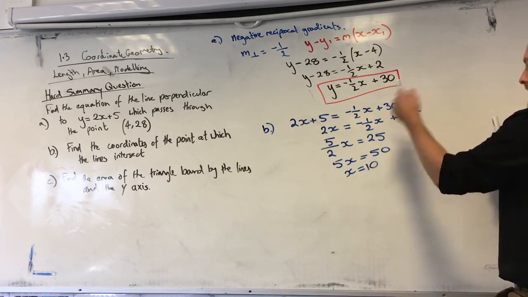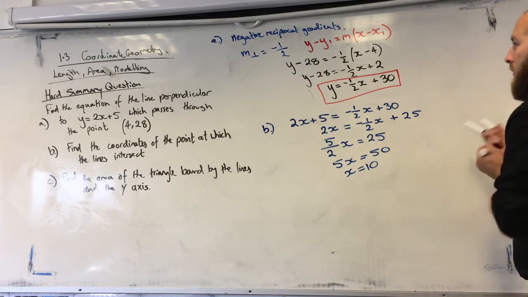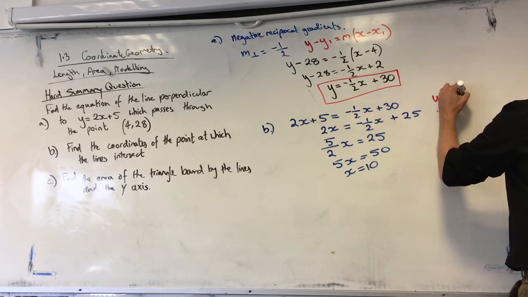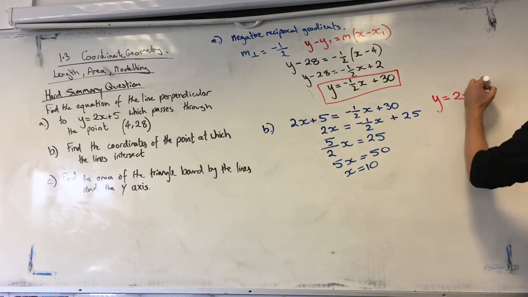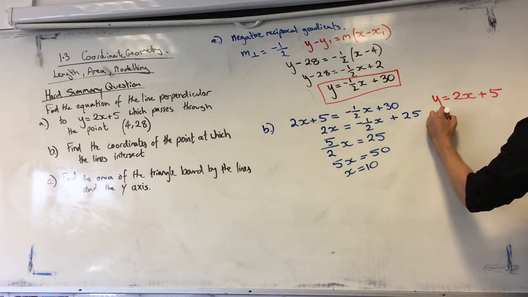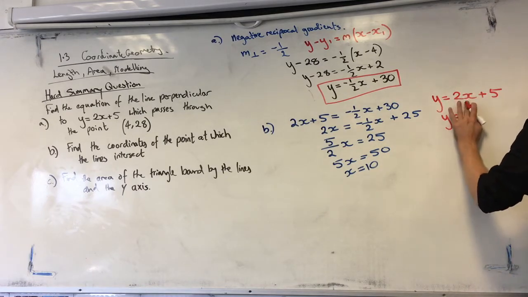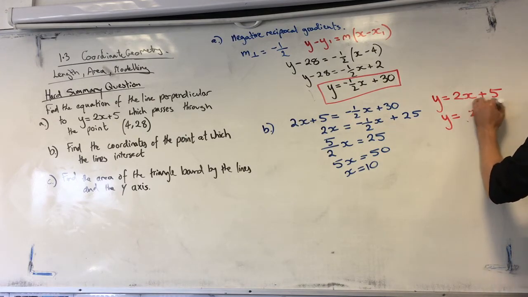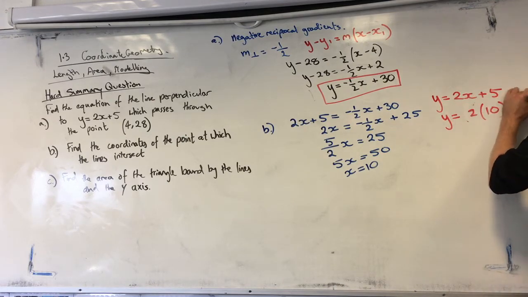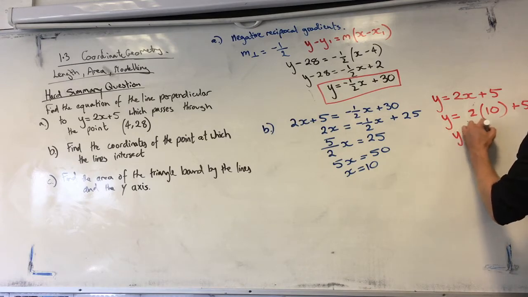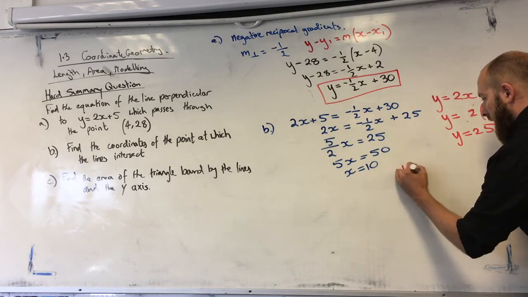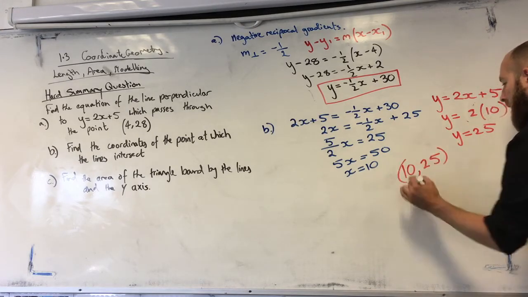So x is 10. Now we need to substitute that back in to find y. So we know y is 2x plus 5. So x is 10, so y is 2 lots of 10 plus 5, so y is 25. So the coordinates are 10 and 25.